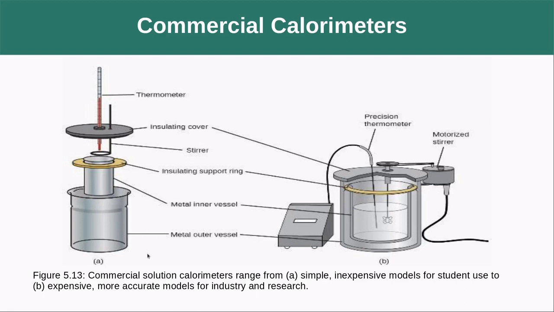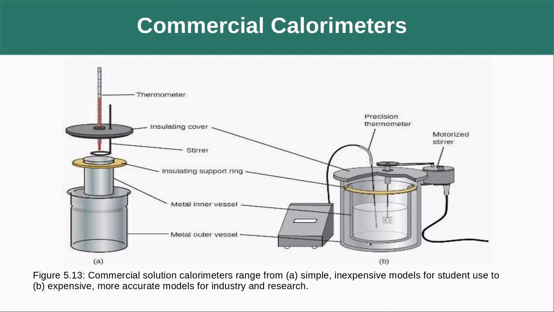Calorimeters can be quite a bit fancier than that though. Here is an analog to a coffee cup calorimeter. That's a commercial unit. It's made out of two concentric vessels that have a little air gap in them, and that's causing the insulation. Still just an insulating cover, thermometer, and a stirrer there.